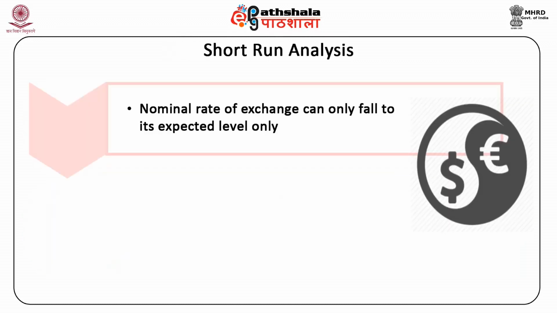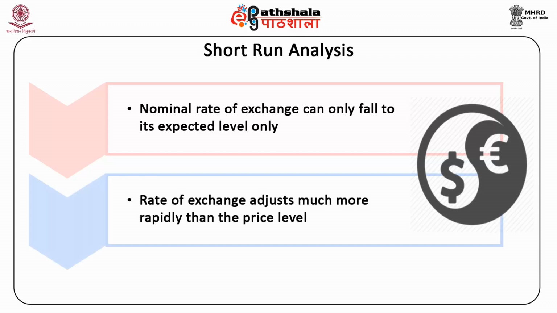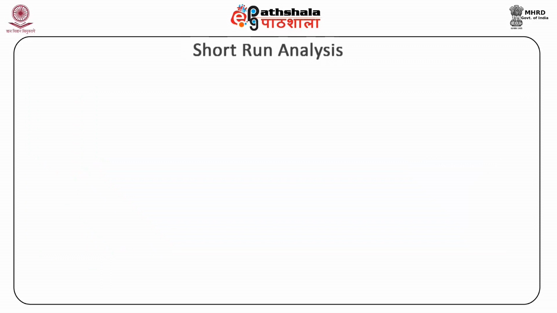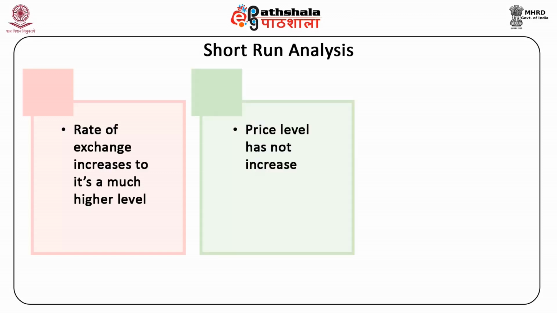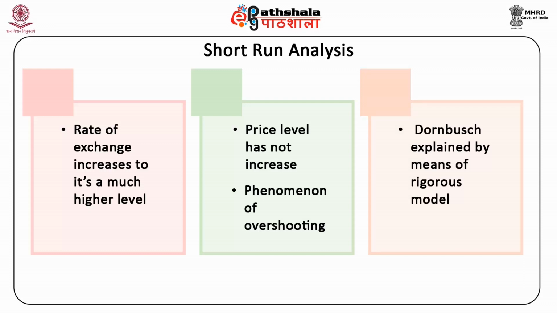The nominal rate of exchange can only fall to its expected and higher level only if in the short run it rises to a greater extent than its long run equilibrium level. Remember that the rate of exchange adjusts much more rapidly than the price level. Hence, the rate of exchange increases to a much higher level even though, and indeed because, the price level has not increased. This is what constitutes the phenomenon of overshooting. This is a heuristic explanation which Dornbusch explained by means of a rigorous model.